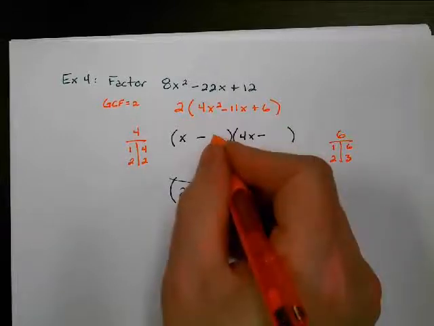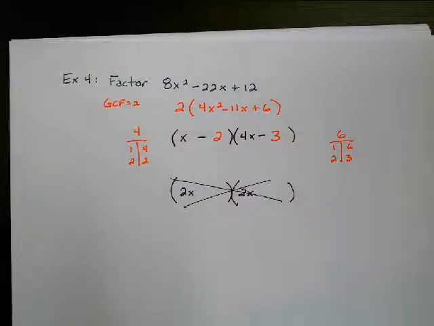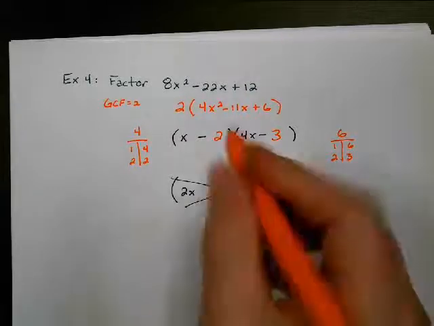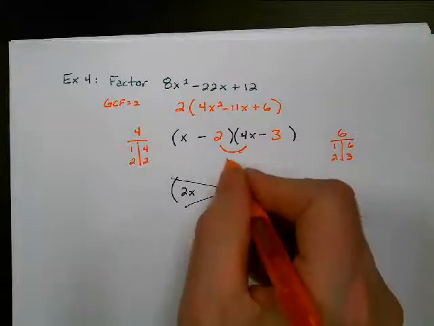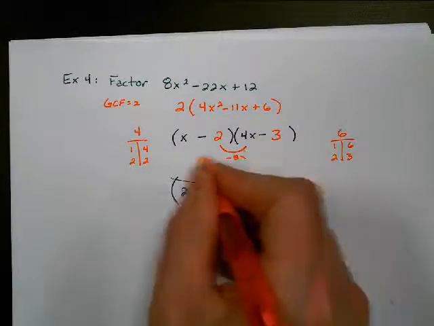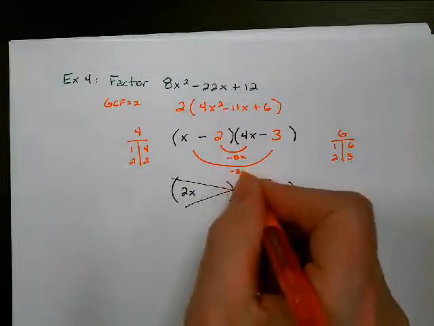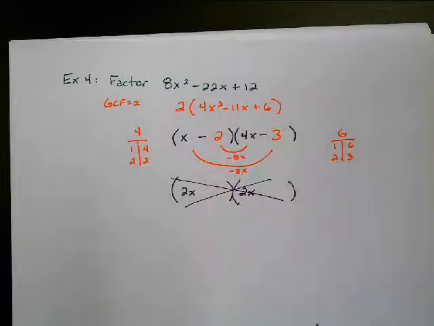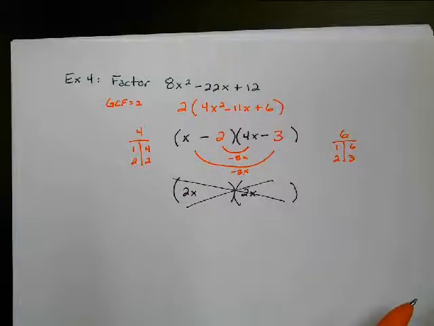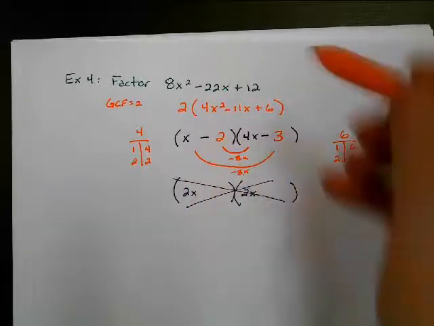Now let's check and see if we've got our answer. Negative 2 and 4x makes negative 8x. X and negative 3 makes negative 3x. Do both of these total to be negative 11x? Yes. Okay, actually this problem's not done. The reason why it's not done is if you multiply this back out, do you get what you started with? No, we only get this part.